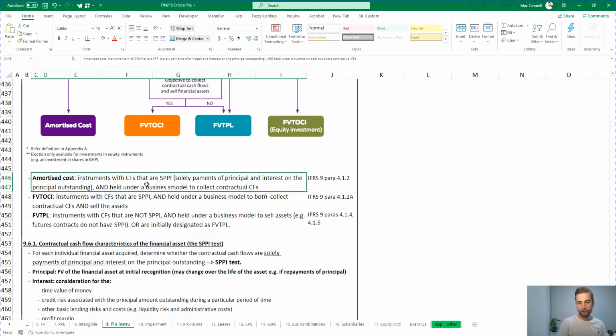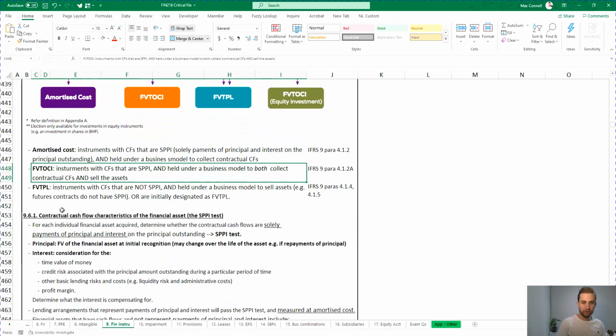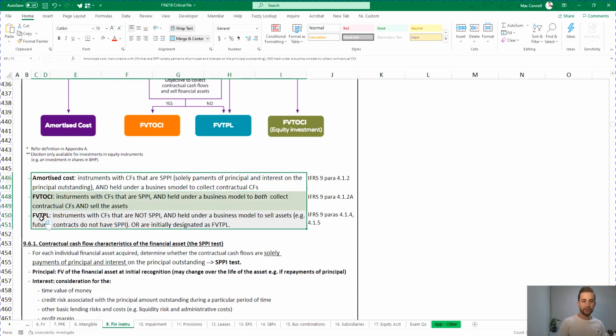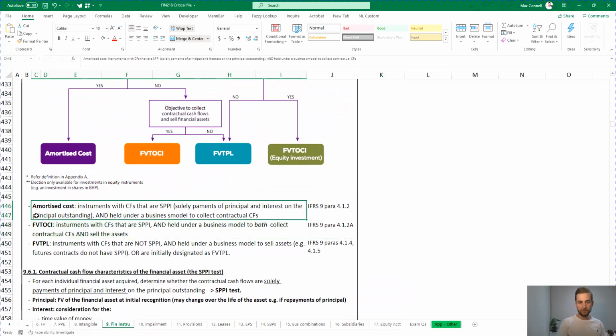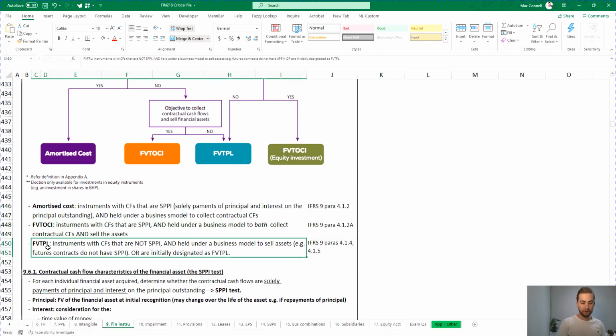However, this is a little bit of a trick question because as you see below, there are three key areas of classification: amortized cost, fair value through other comprehensive income, and fair value through profit and loss. You can see here that instruments with cash flows that are SPPI and held under a business model to both collect contractual cash flows and sell the assets are actually held in this one over here, fair value through other comprehensive income.